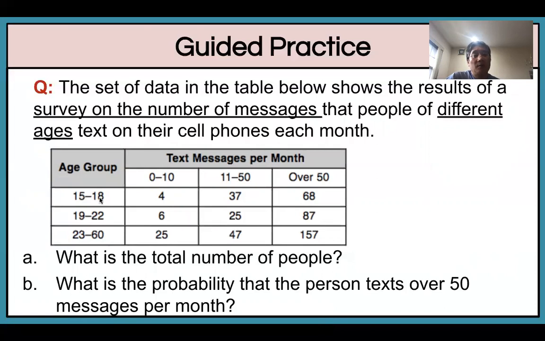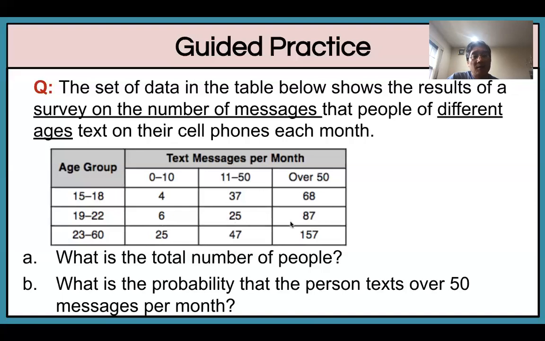So the 15 to 18 age group. How many times do they text message per month? Between 0 and 10, a very small number, only 4 people. 11 to 50 text messages, 37 people. And over 50, 68 people. How many in all? You can write down the total number here. You add 4, 37, 68: 72 plus 37 is 109, right? 109.